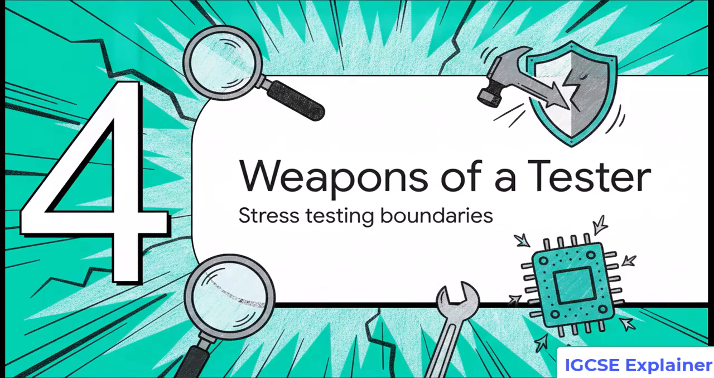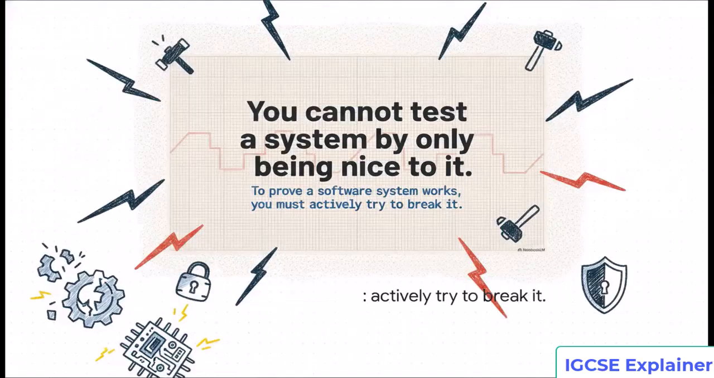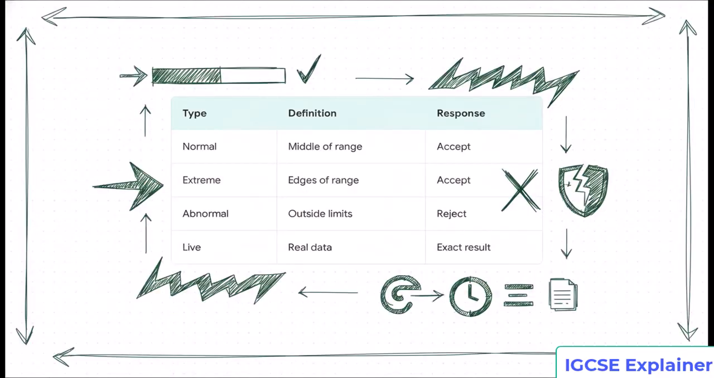Section 4. Weapons of a tester. Stress testing the boundaries. To pull off this kind of interrogation, these breakers need a very specific set of tools and, honestly, a pretty ruthless mindset. Let's call it the Breaker's Manifesto. You cannot test a system by only being nice to it. Right? If you actually want to prove a system works in the messy, chaotic real world, you literally have to try and break it. To do that, testers wield an arsenal of 4 specific types of data.